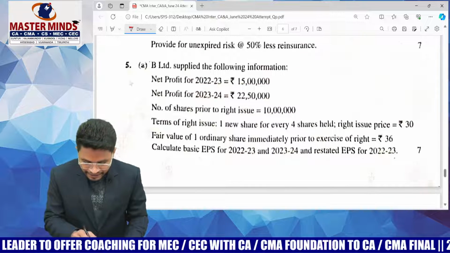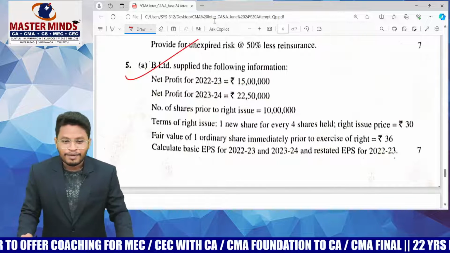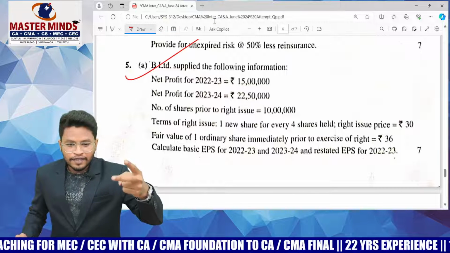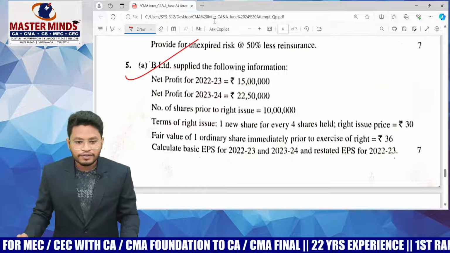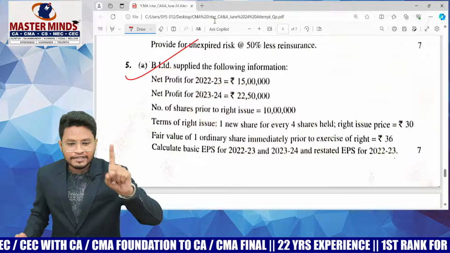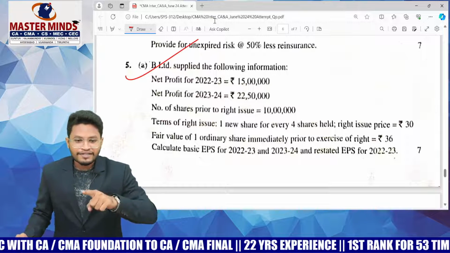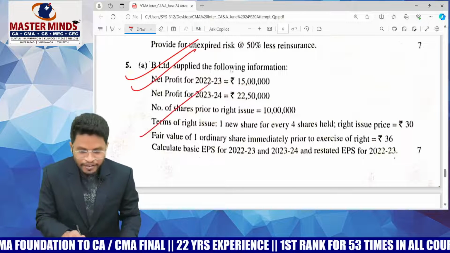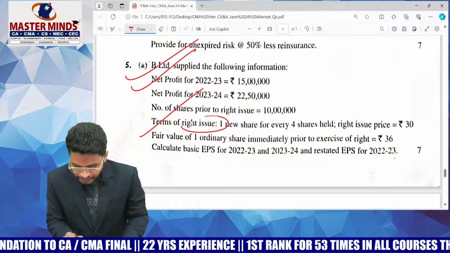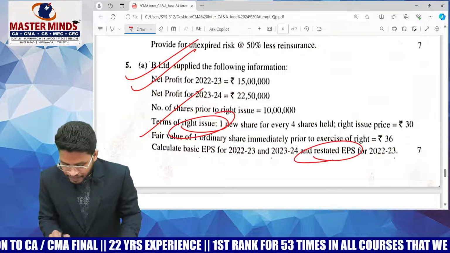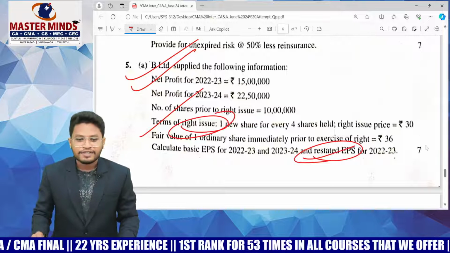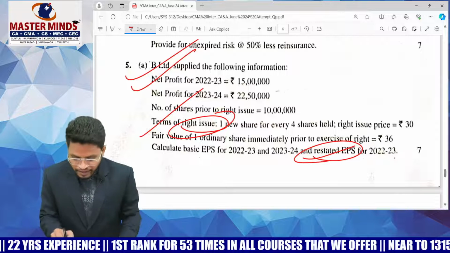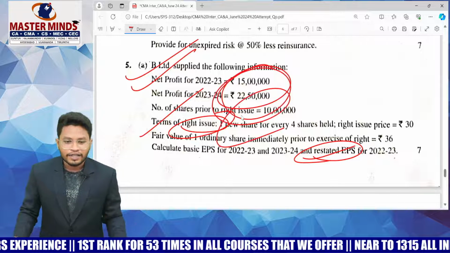The next question, EPS. In the last day strategy video, I told that two standards were very important from the examination point of view: Ind AS 19 and Ind AS 33. From Ind AS 19, a bit was given, and from Ind AS 33, a question was given. Rights issue. Calculate basic EPS and restated EPS for the previous year. Very simple. A direct question by just changing the numericals.